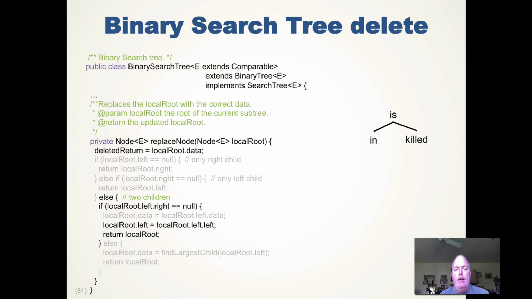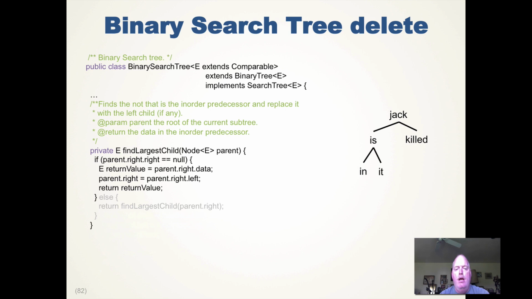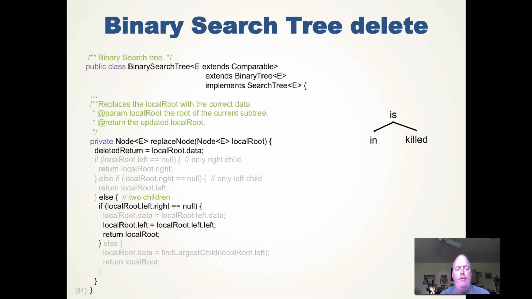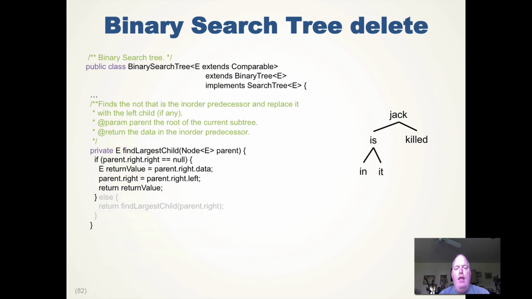Now, if the left right is not null, like in this case, we need to find the largest value in the left subtree. So we're going to call find largest on the local root left, and the find largest is going to be starting with the is. So if the parent right is null, in this case it is, so its right is null, we return right data, which would be it, and then we assign parent right to parent right left, which is null, and then we return it, or we recursively continue down. We're going to try to keep going to the right as much as possible until we find a spot that has no more further rights, and then we use that value.